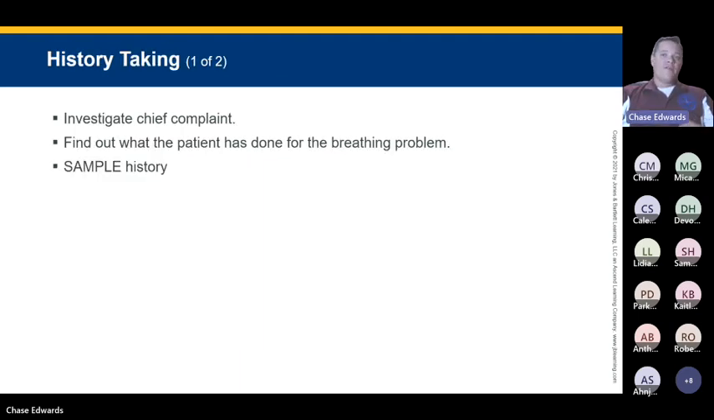All right, from there, we're going to do history taking. We're going to investigate the patient's chief complaint. What was the chief complaint? And then we're going to determine what the patient has done for the breathing problem. So with patients in respiratory distress, a SAMPLE history can be collected from bystanders or family if they're present, because we're trying not to stress out our patient, right?